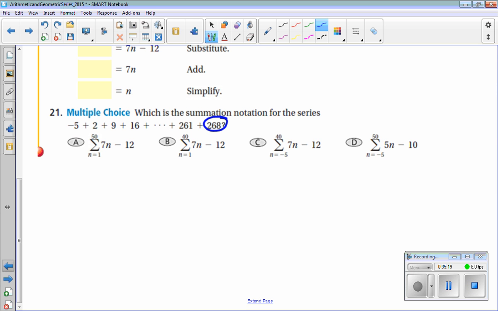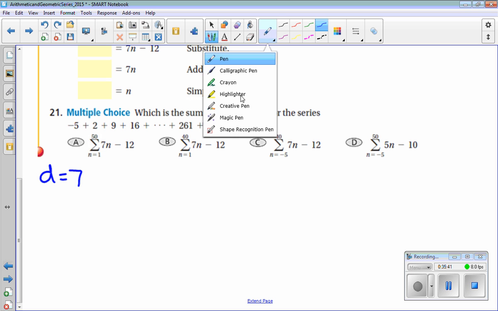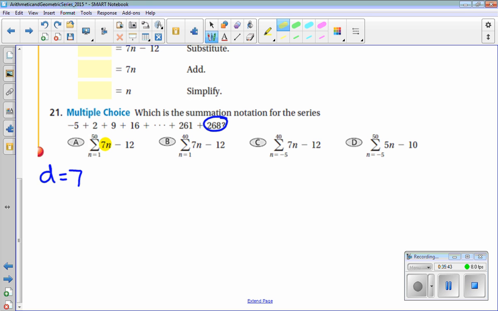Is it arithmetic or geometric, first of all? Am I adding the same number? Am I multiplying by the same number? It's arithmetic. I'm adding by what? 7. So I'm going to add by 7. So D is 7. Guess what? This number is always your D. So which answer can I cross out already?